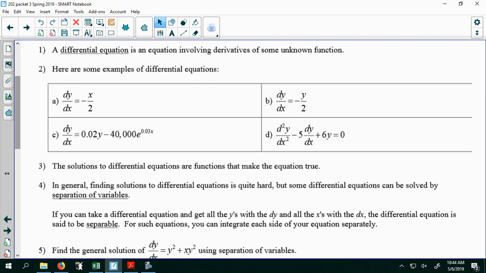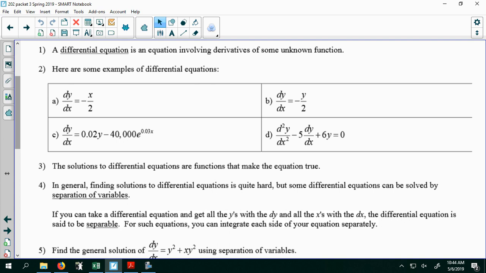And it can have second derivatives or higher order derivatives as well. So this is the second derivative of a function y minus 5 times the first derivative of a function y plus 6 times y has to equal 0. The solution to a differential equation is a function that makes the equation true.